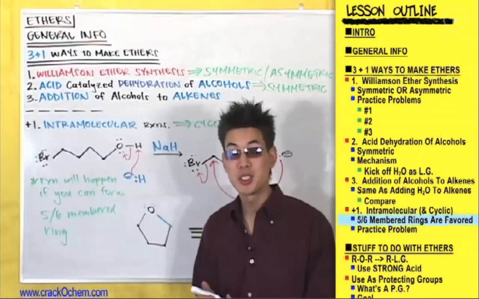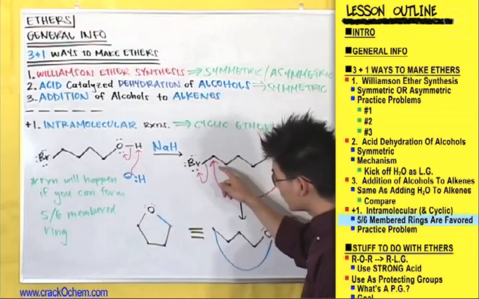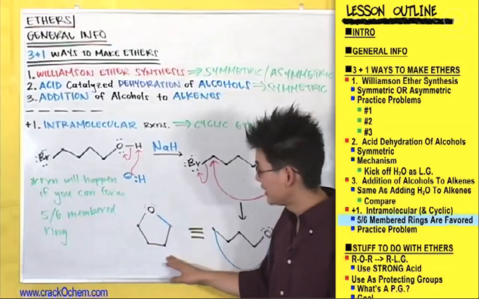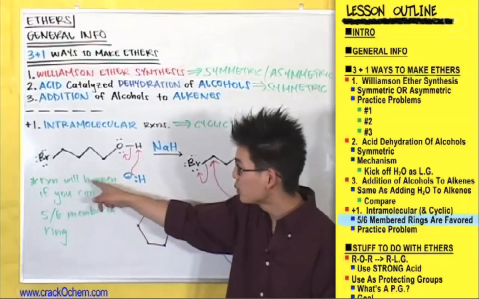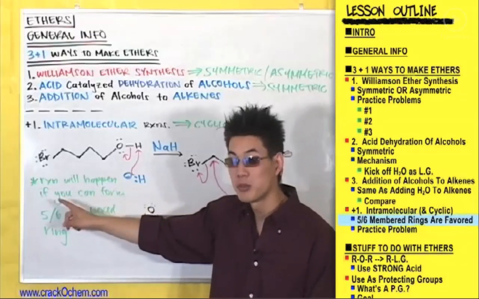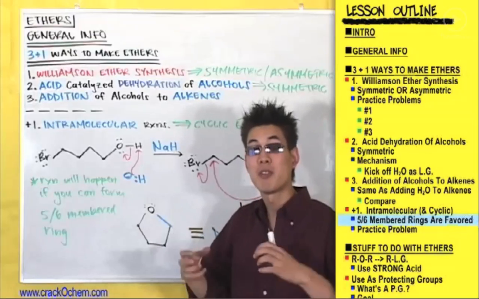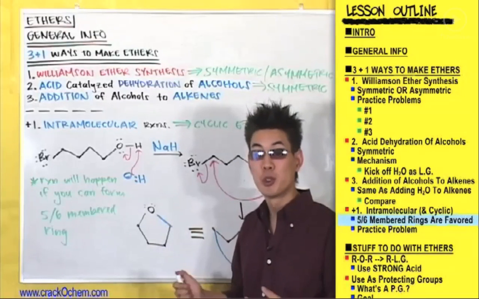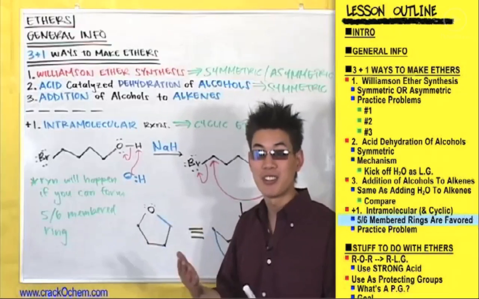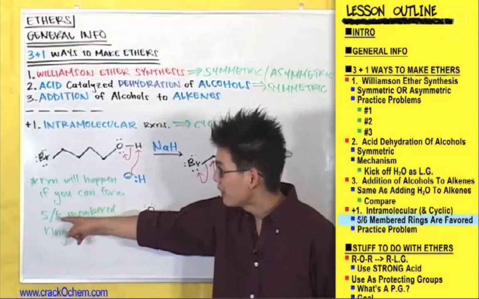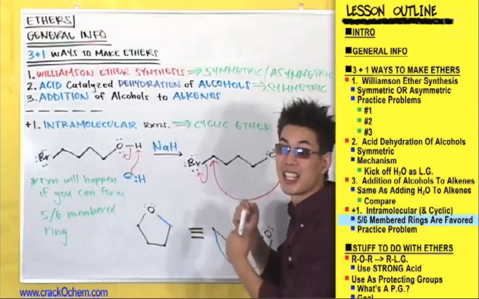Okay, so we were able to do this reaction. We were able to curl this thing up into a ring, do this SN2 reaction to form this because this is a 1, 2, 3, 4, 5-membered ring. So this reaction will happen if you can form either a 5 or a 6-membered ring, because a 5 or a 6-membered ring, this is a favored conformation. If you form like a 3, 4, 7, 8-membered ring, these are not favored because they're unstable. 5 or 6-membered rings are stable enough to form, so this reaction can happen.